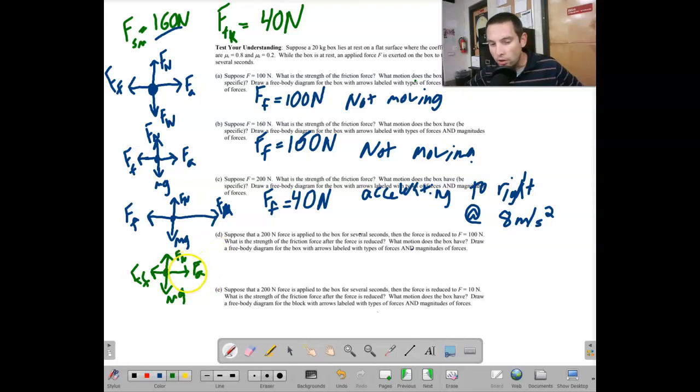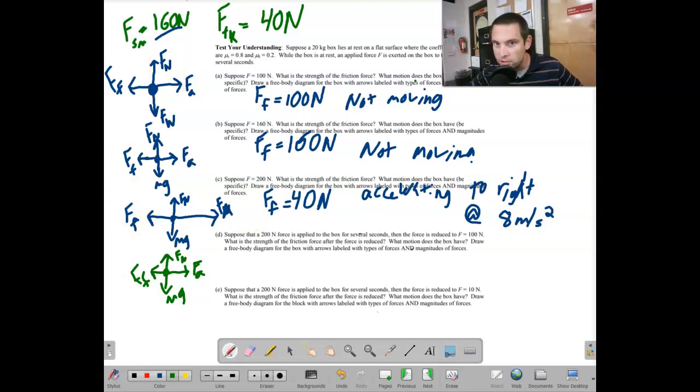Now, why did I draw it like this? How do I know we're going to the right? Because we started accelerating at 8 meters per second squared. So we obviously are starting with some kind of velocity, which if we have any kind of velocity, that means we're moving. If we're moving, we use kinetic friction.